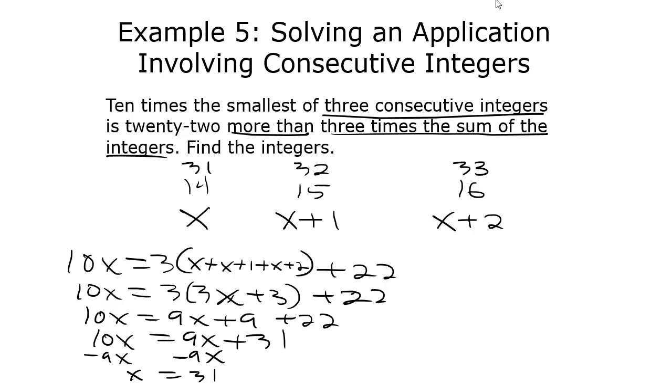And we could go through all of this and make sure that it works, right? 10 times this is 310. You could add them together, right? And see that you get 96. 96 times 3. Figure out what that is, add 22 to it, and it better be 310.